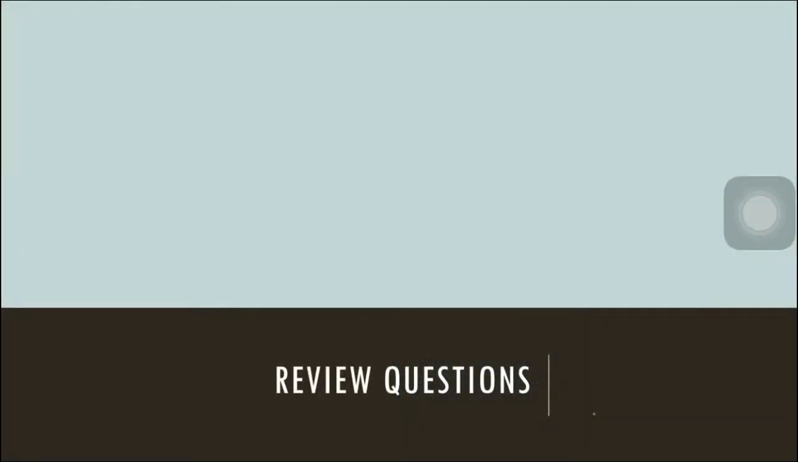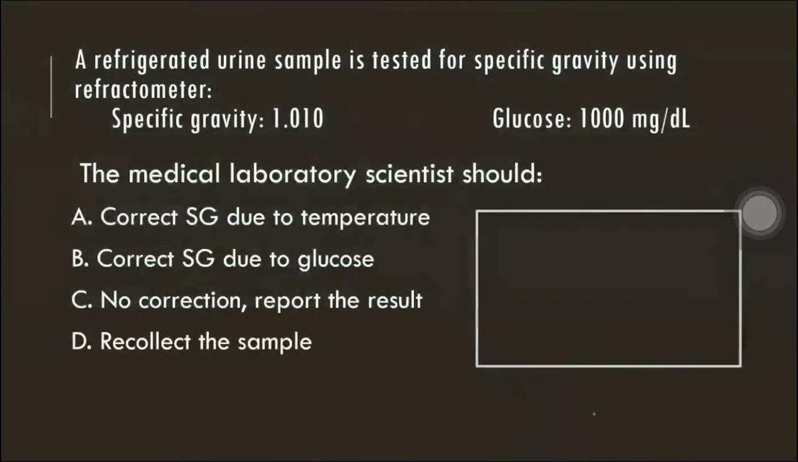So next we answer the review questions, to synthesize what we just discussed. A refrigerated urine sample is tested for specific gravity using a refractometer. The given specific gravity is 1.010, glucose is 1000 mg per deciliter. So how will you approach this type of question? First, find out what method was used to measure the specific gravity. Here, a refractometer was used.